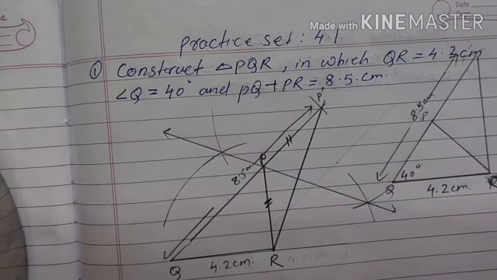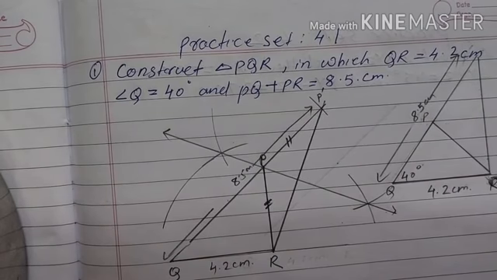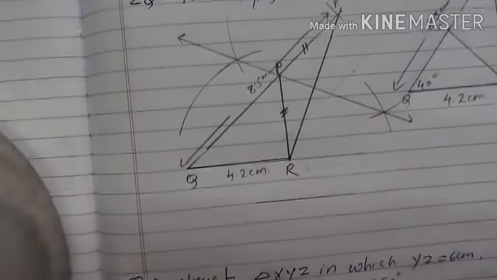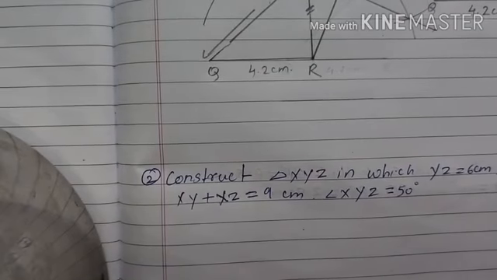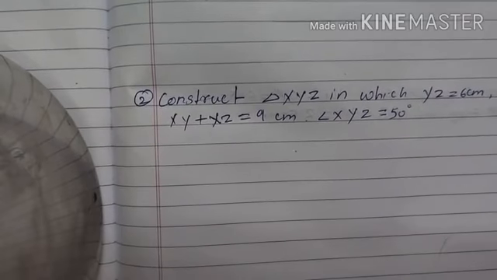First of all draw the base, and second, take the measure of the angle by using the protractor. Then draw the ray of the angle, take the sum of sides on the compass and cut that ray at the sum of sides, and then join the point with the opposite end of the base. Draw the perpendicular bisector of that side, and the perpendicular bisector intersects the ray at one point. That is your required triangle.